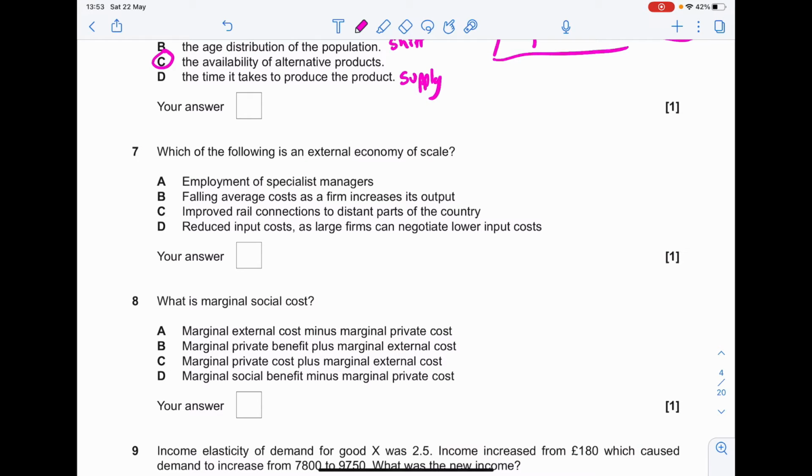Improved rail connections to distant parts of the country. So that is your external, because improved rail connections happen because the firm is part of a growing industry. So it's an external economy of scale because it's not part of the firm, it's part of the outside.